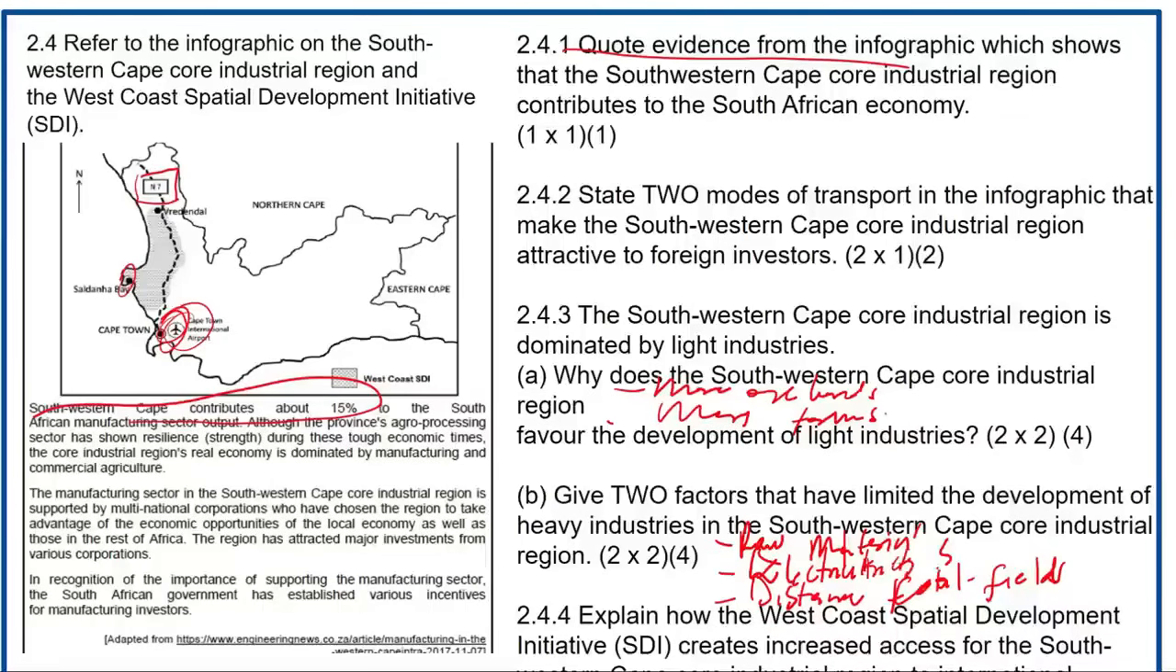Electricity shortage there. And the land also. There's a shortage of land for expansion of the industries in the southwestern Cape. We know the heavy industries need a large flat land. So there is sufficient land for our light industries there.